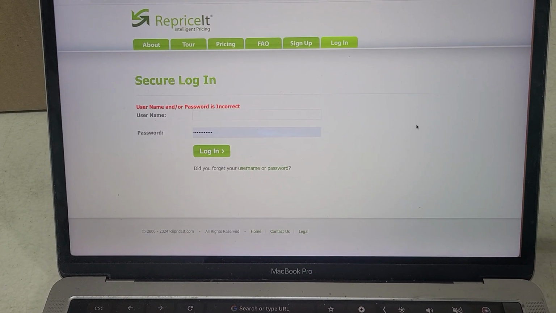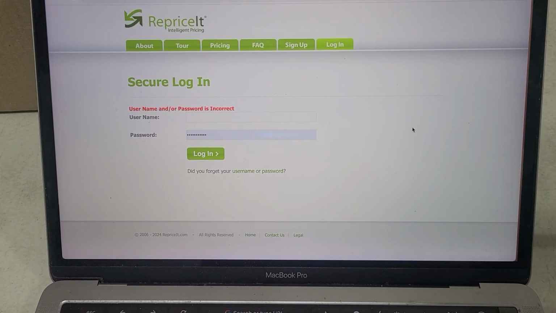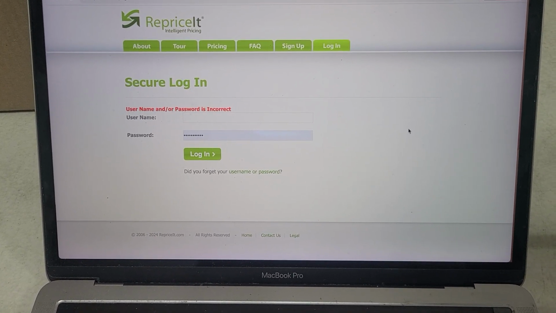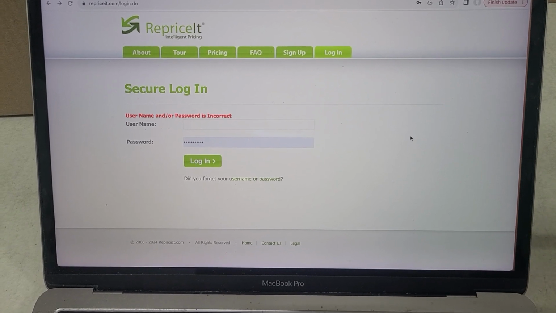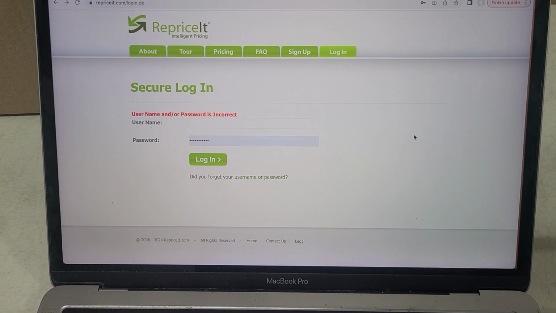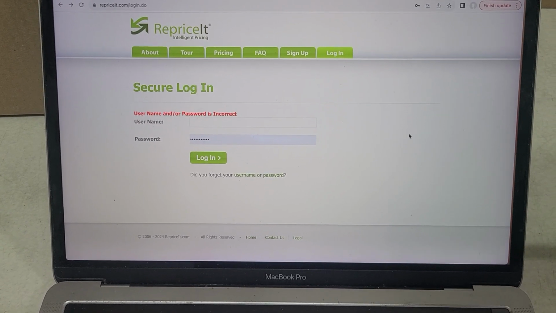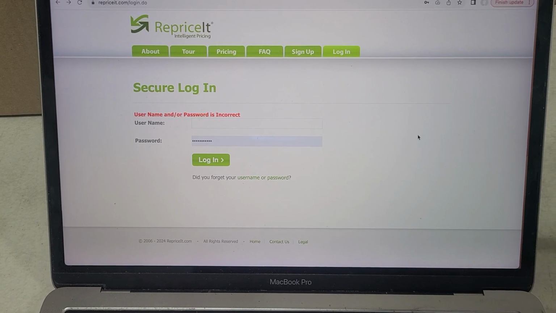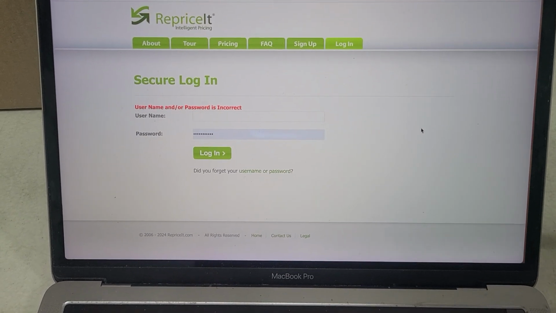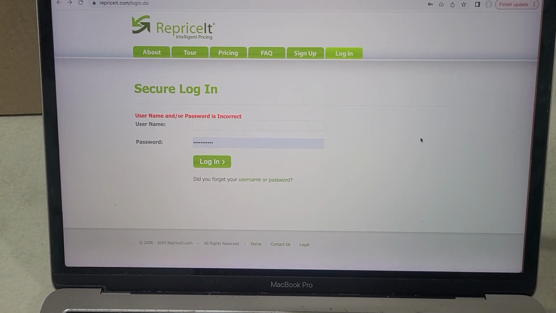How do I set up RepriceIt, i.e. an Amazon repricer for my Amazon merchant fulfilled inventory, not FBA, but merchant fulfilled or fulfilled by merchant. The reason I'm saying RepriceIt is because it's the only repricer outside of Amazon's free repricer that I've tried, and it was very confusing.